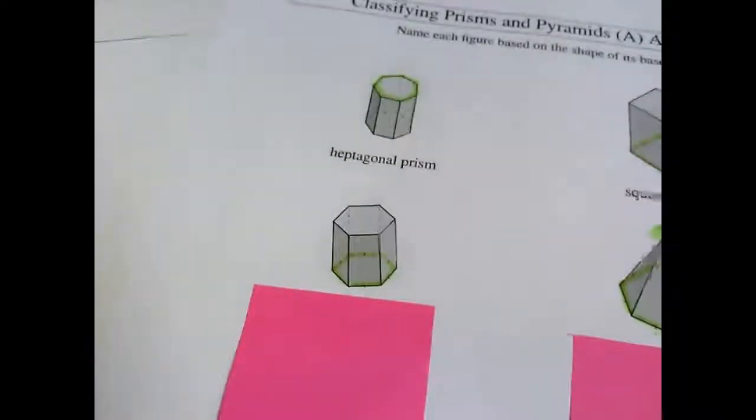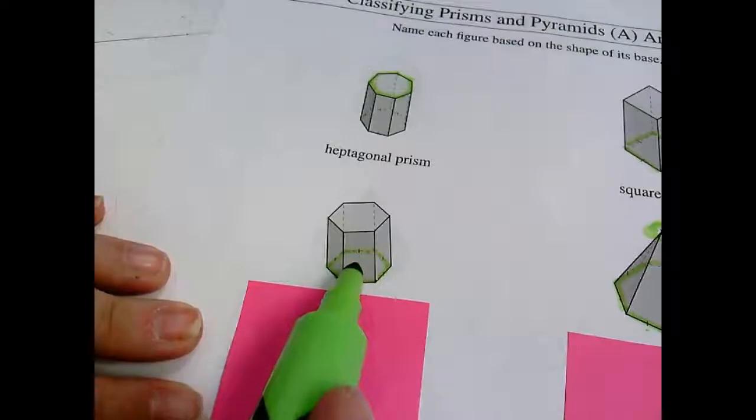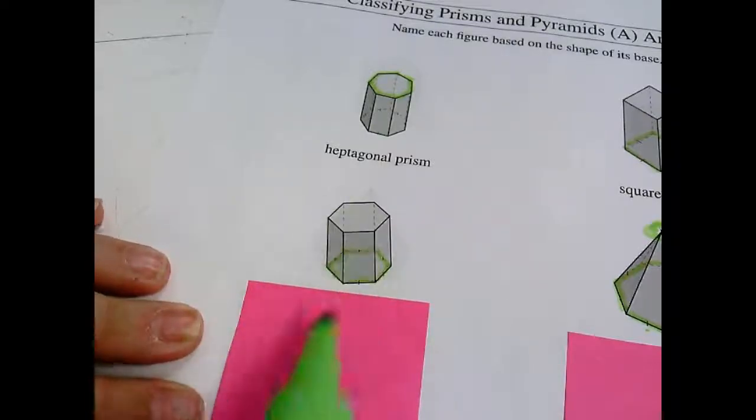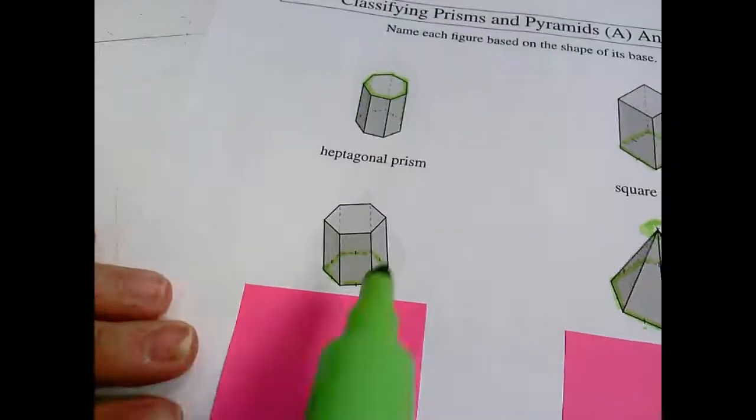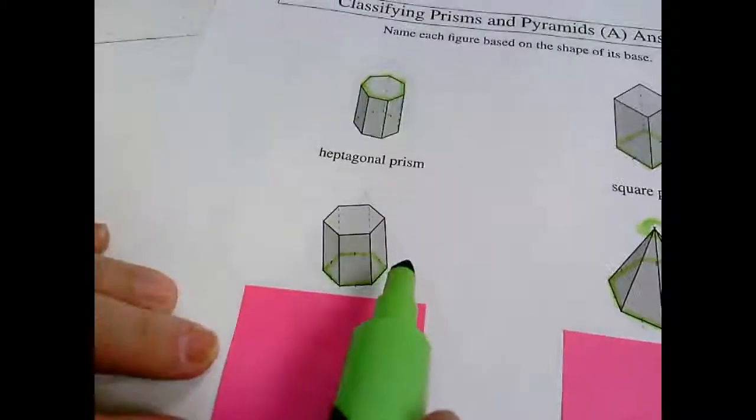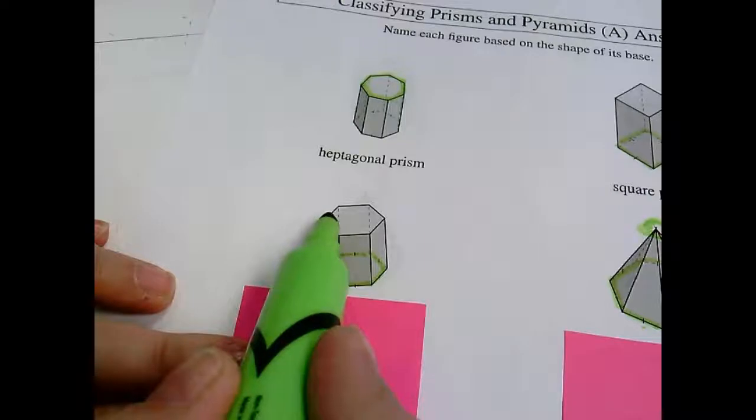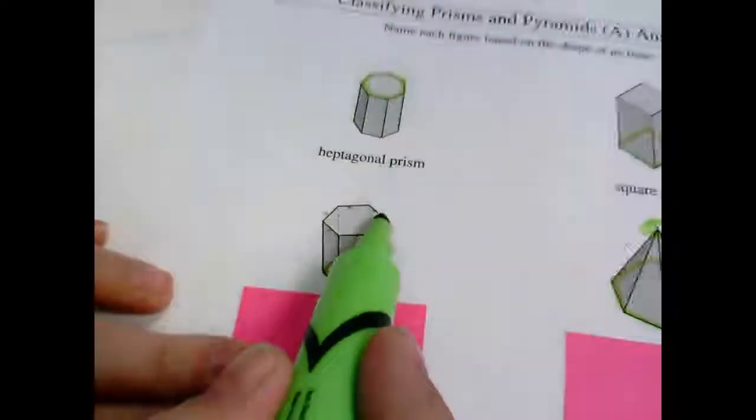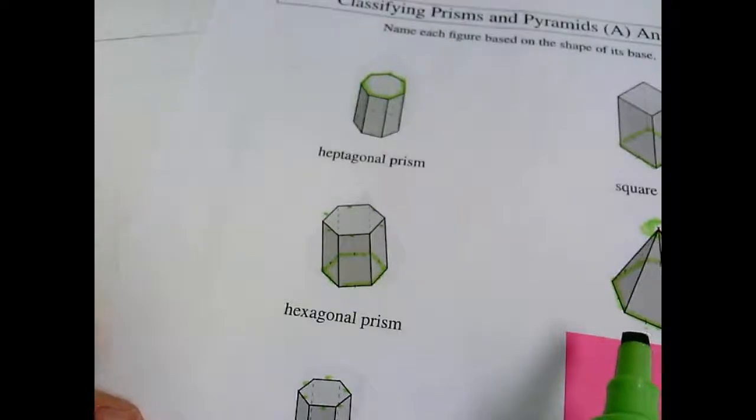On the next, we can see that this is again a prism because we have 2 bases which are congruent polygons, and then we need to just count up the number of sides on that base to determine what type of polygon it is. So 1, 2, 3, 4, 5, 6. That makes this a hexagonal prism.